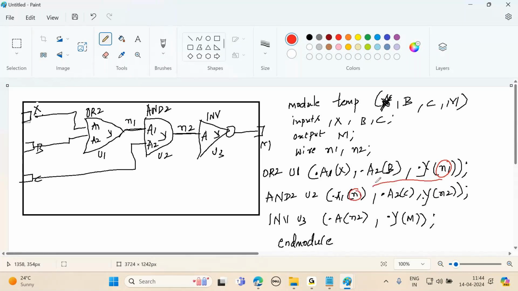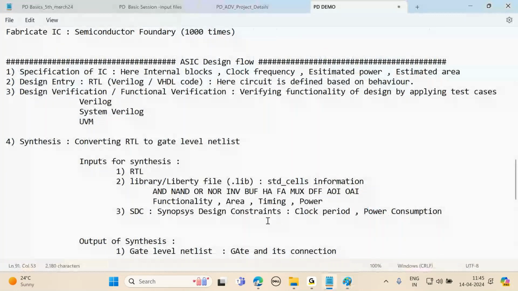My tool can understand this connection. Here N1 is connecting to the Y pin, the output pin of the OR gate. The same N1 is connecting to the input pin of the AND gate, meaning the output of the OR gate is connecting to the input of the AND gate. So connection is established. So this is called gate and its connections, and that is present in the gate level netlist. Apart from that, no if statement, no case statement, no assign statement, no Boolean expression, nothing is allowed. Only this should be present in the gate level netlist.